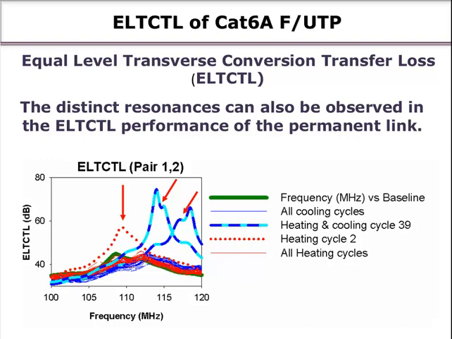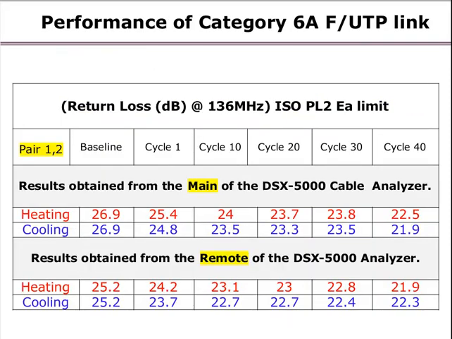It measures the amount of mode conversion at the far end within a pair of the cable link. The green trace was the baseline measurement. The red traces were the measurements made during the heating cycles, while the blue traces were the results obtained after the cooling of the cable. The other two interesting resonances occurred at heating and cooling cycle 39, where the electrical lengths and the impedance of pair 1-2, which is the orange pair, have also changed, as we'll see shortly.